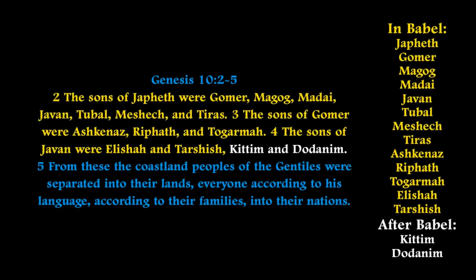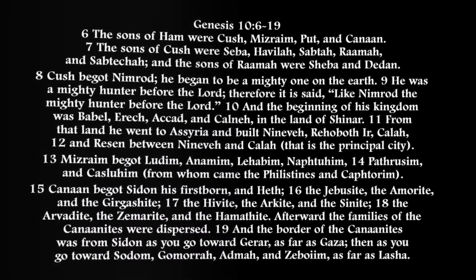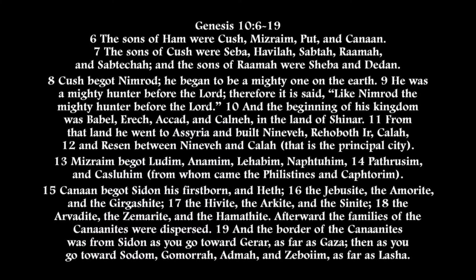So let's see if we can see more indications of the Tower of Babel dispersion in Ham's descendants. First, the sons of Ham were Cush, Mizraim, Put, and Canaan. The name that stands out here is Mizraim. We'll get to him in a minute when his descendants are listed. But now we get to the next list.